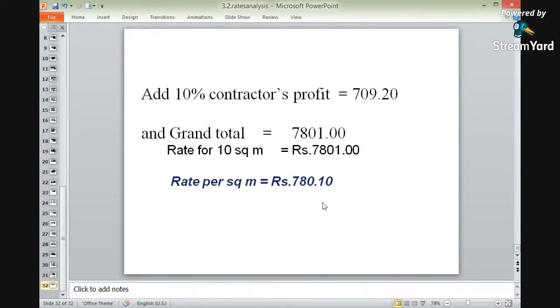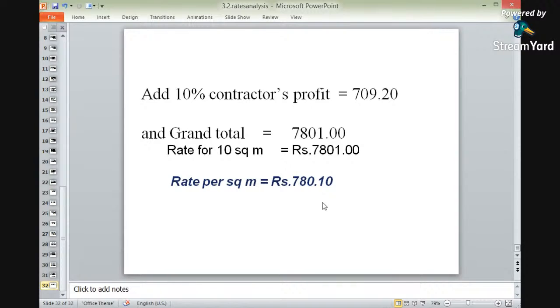10% extra will be required for contractor's profit on the addition of materials and labors. After adding 709.20 to 7092, the grand total cost comes to 7801. So here it has been calculated for 10 square meters.